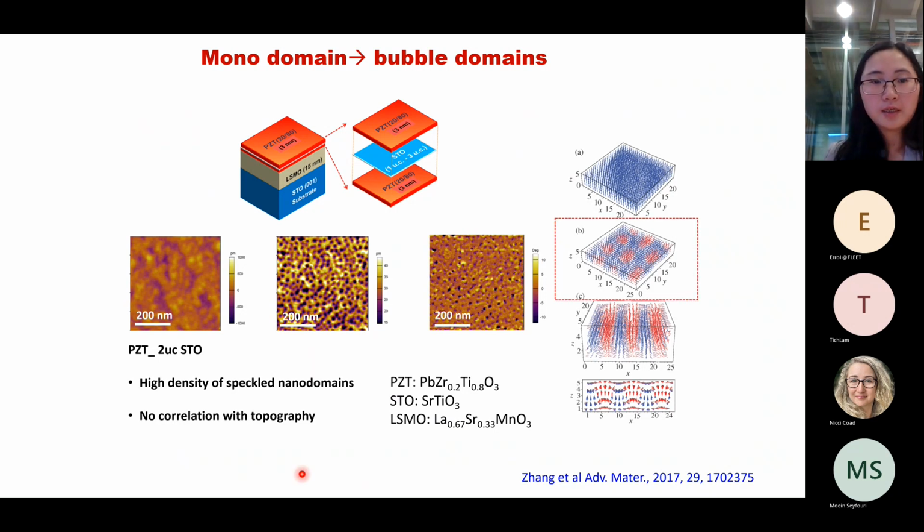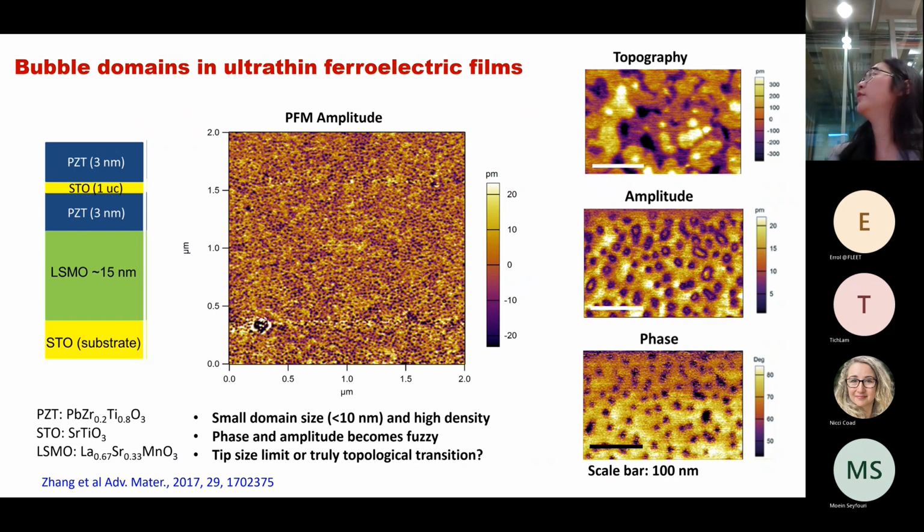Okay, then if we have a close look at this film, we can see that these nanoscale domains are uniformly distributed in the film, and the size of them, if we take a close look, is less than 10 nanometers. Actually, 10 nanometers is also kind of a size limit for the scanning probe microscope, because the probe size is also around 10, 20 nanometers. Okay.